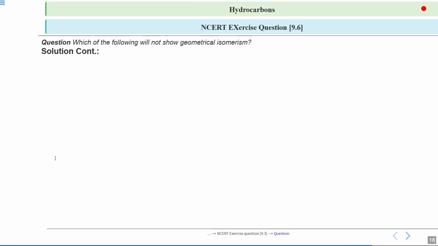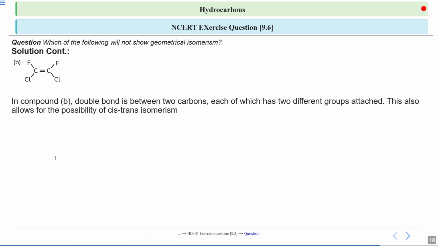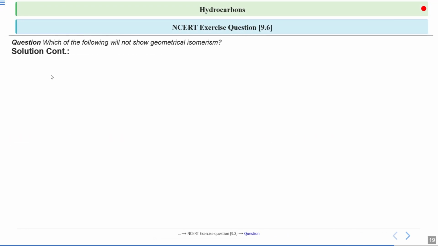Moving on further, what is the next option? B. Here also, the groups attached to the left carbon are different, which are fluorine and chlorine. Similarly, the groups attached to the right carbon are again different, which are fluorine and chlorine. Therefore, they can show geometrical isomerism. So you have to worry about each individual carbon. Got it?